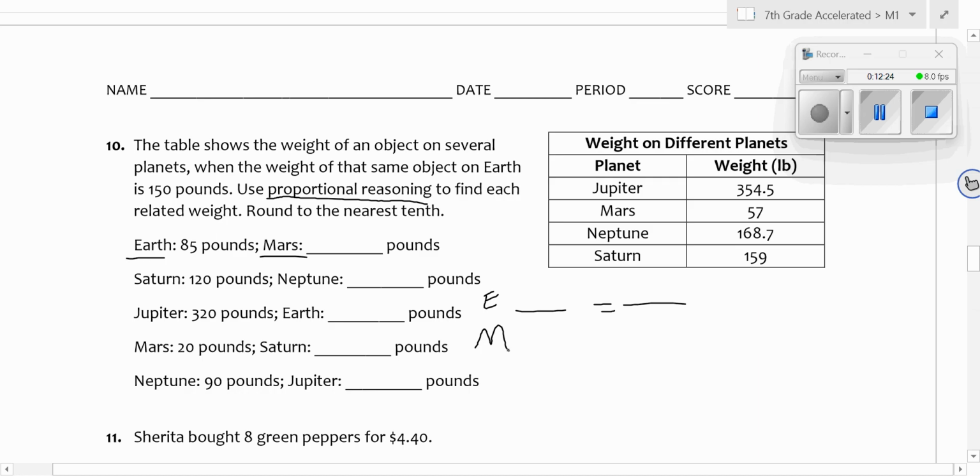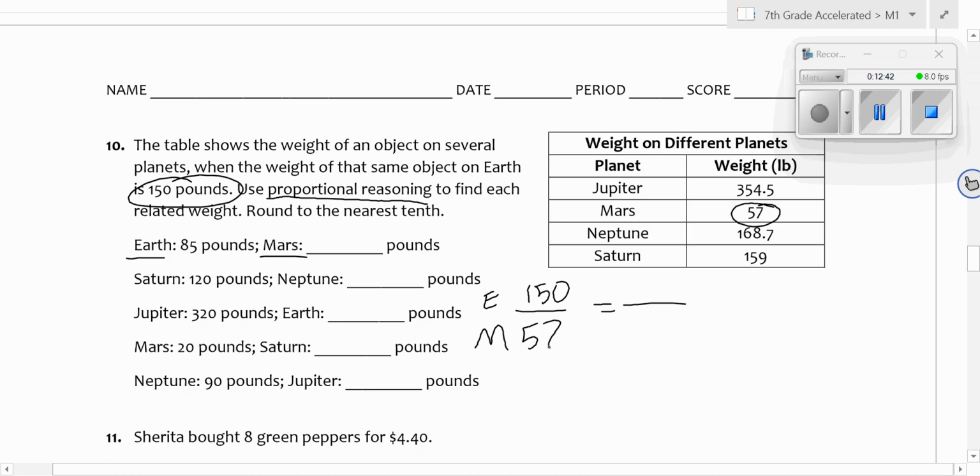All right, and the table tells us that 150 pounds on Earth is 57 pounds on Mars. So once you see it once, I'm sure you'll be able to do it with the other ones, because all you need to do is pick out the right information and then solve your proportion.